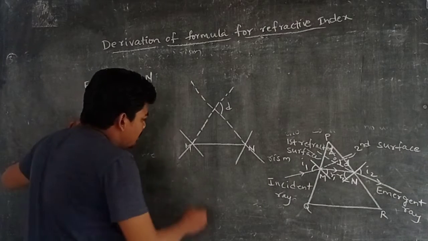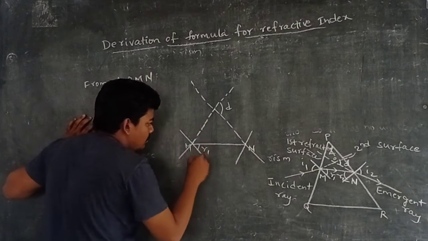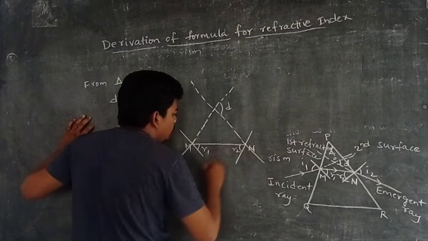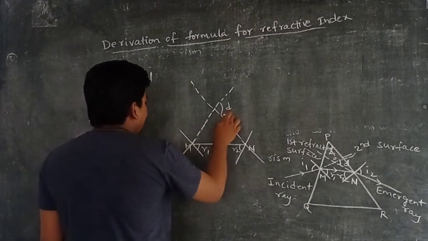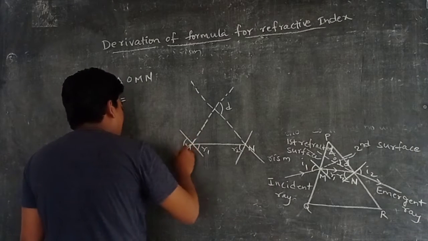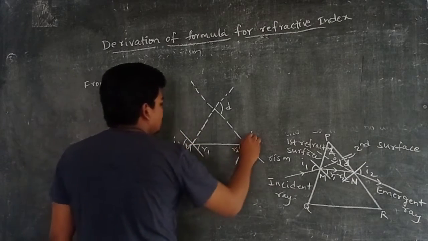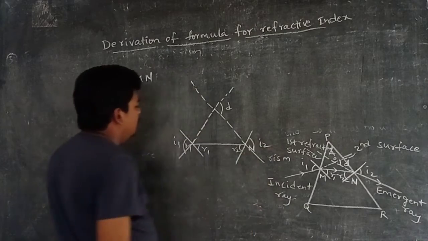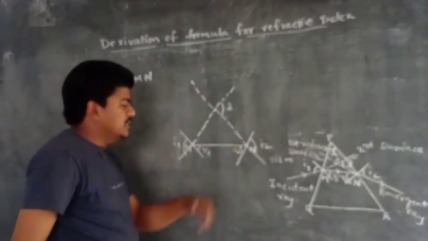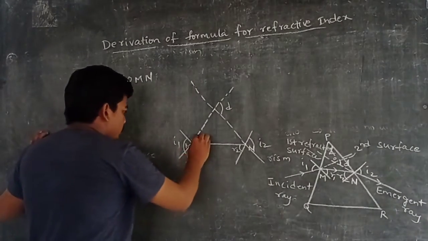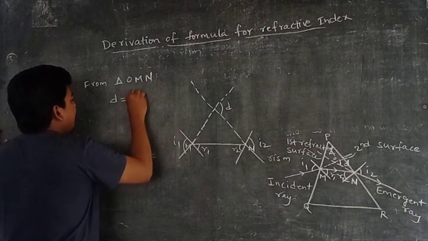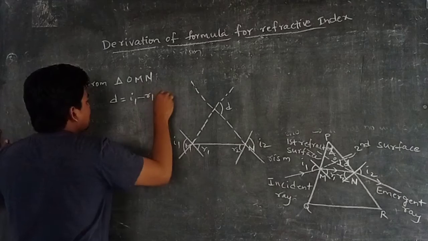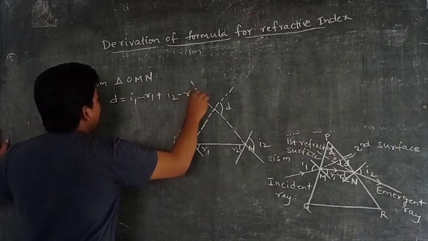When you see here, these are making an angle R1. This is R2, the angle of refraction. So how to find D? For example, this value is I1, this value is I2, the angle of incidence and angle of emergence. So when you see here, D is equal to I1 minus R1 plus I2 minus R2.